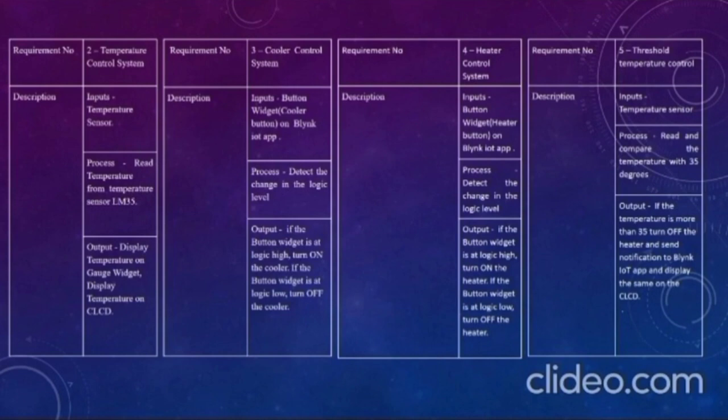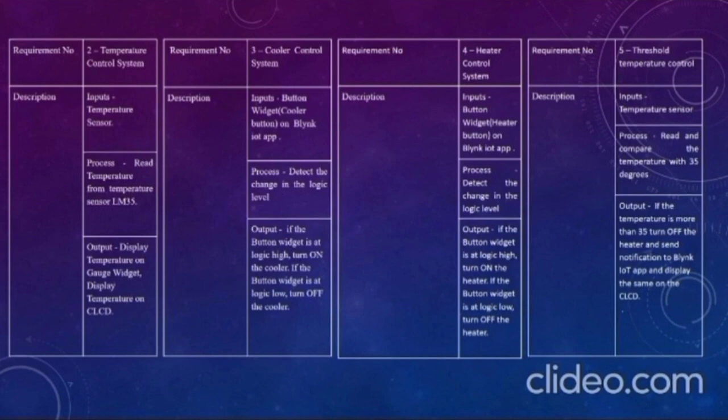Third one is cooler control system. A button widget on the Blynk IoT app acts as an input and it detects the change in the logic level. If the button widget is at logic high, turn on the cooler. If the button widget is at logic low, turn off the cooler. Fourth one is heater control system. The button widget on the Blynk IoT app is the input and it detects the change in the logic level. If the button widget is at logic high, it turns on the heater. If it is at logic low, it turns off the heater.